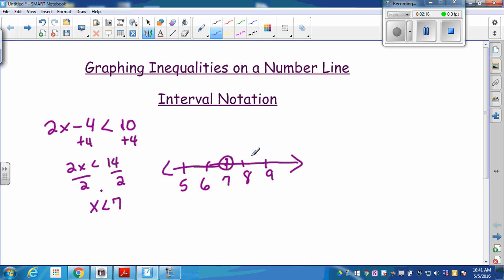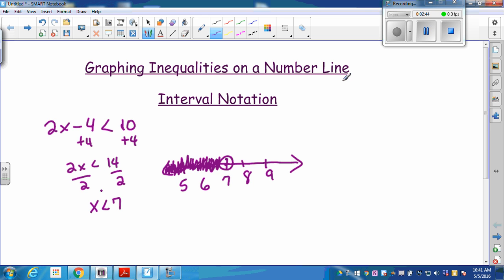It's just a border. Now, what I want to do next, though, is shade in on the number line all of the possible solutions. So since x is less than 7, that means I'm going to shade in everything to the left of 7 to indicate that as I move left along my number line, all of these values are possible solutions to this inequality.